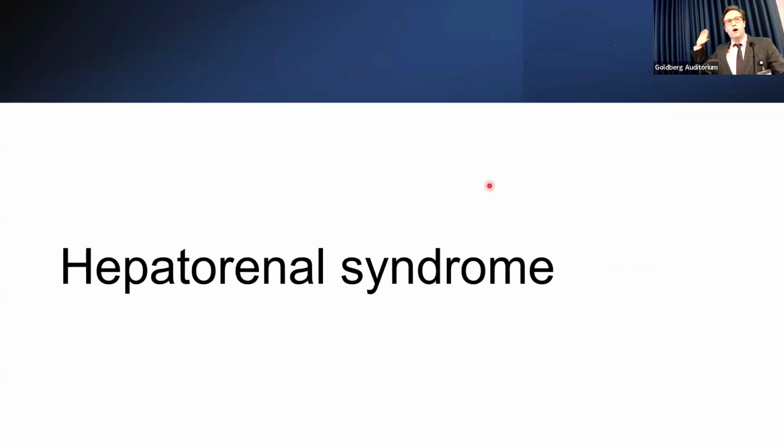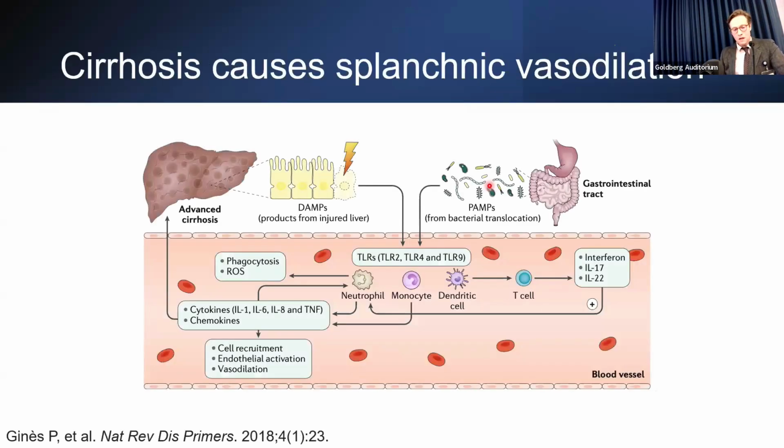Okay, now that we got all of that out of the way, hepatorenal syndrome, and I'll say it for the 5th time, not every patient with AKI and cirrhosis has HRS. So what causes this? Well, we already spoke about it a few slides ago. Cirrhosis causes splanchnic vasodilation. Why is that?